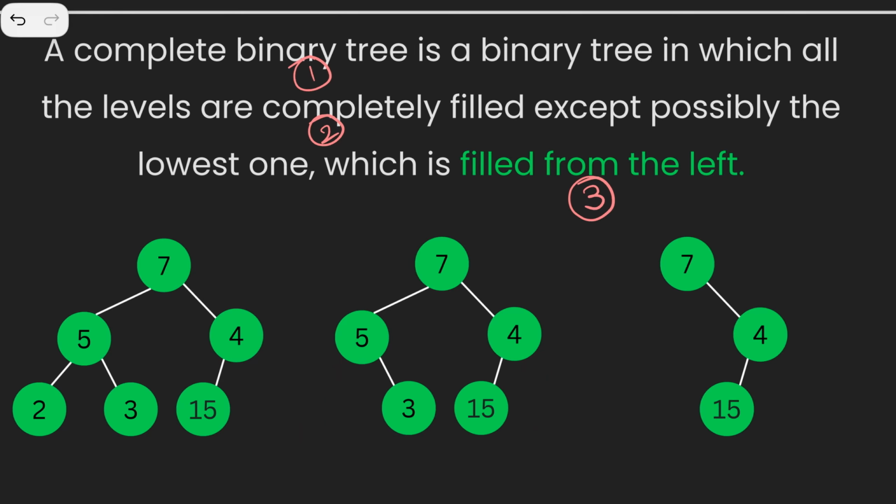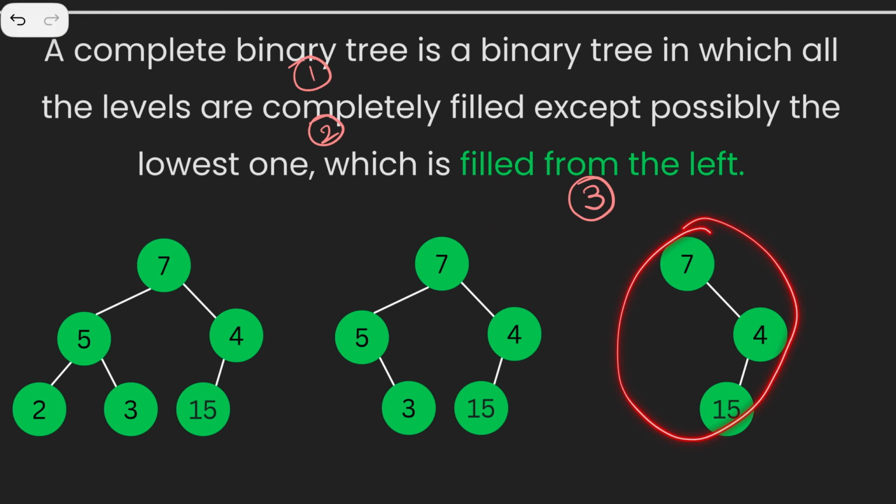But our second condition tells us that all the levels should be filled except for the last one. Okay, so first condition is good, second condition is also good. Let's look at the third condition. The lowest level must be filled from left to right. If you observe carefully, there is no element to the left of 5, right? That means the lowest level is not getting filled from left to right. That means this particular tree is not a complete binary tree.